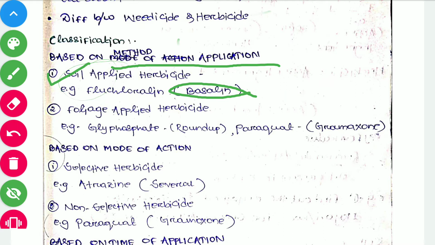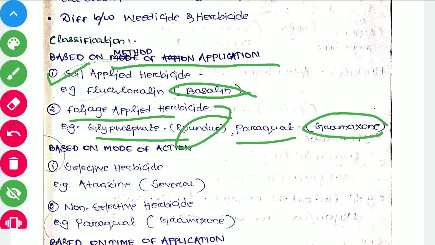Then come to foliage applied herbicide. There are some herbicides which, when applied on the foliar part or on the foliage, show their effect. As an example we can take glyphosate, its trade name is Roundup. Paraquat, its trade name is Gramoxone.